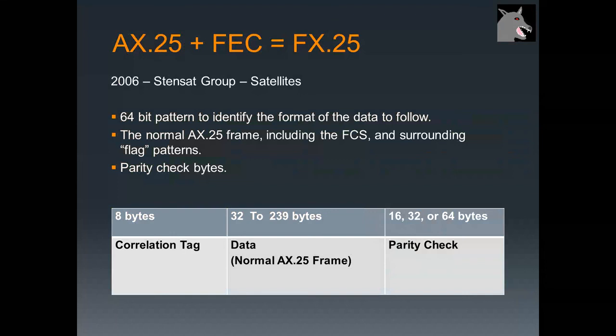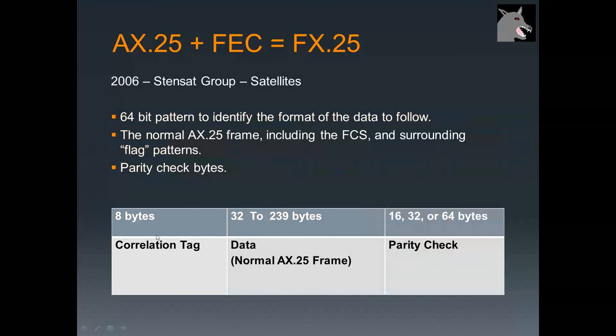So 19, or not 19, I forget what century it is. In 2006, the StenSat group came up with a very clever scheme to add forward error correction to AX25 and still maintain compatibility to existing equipment.